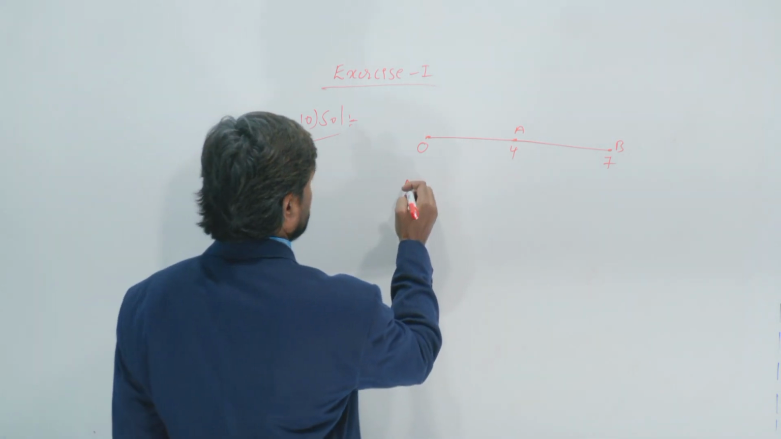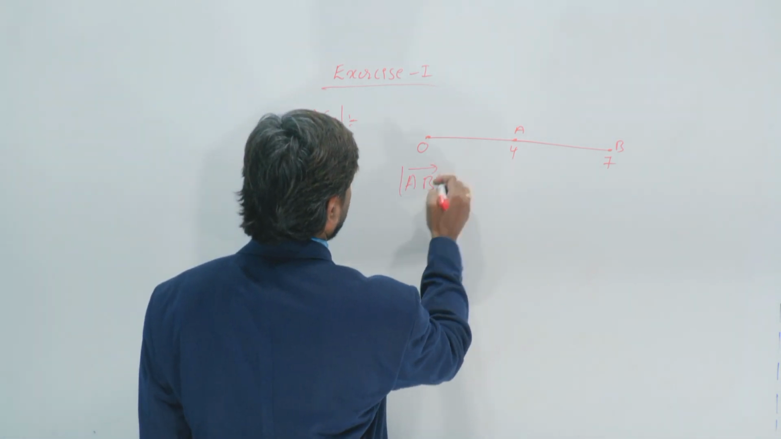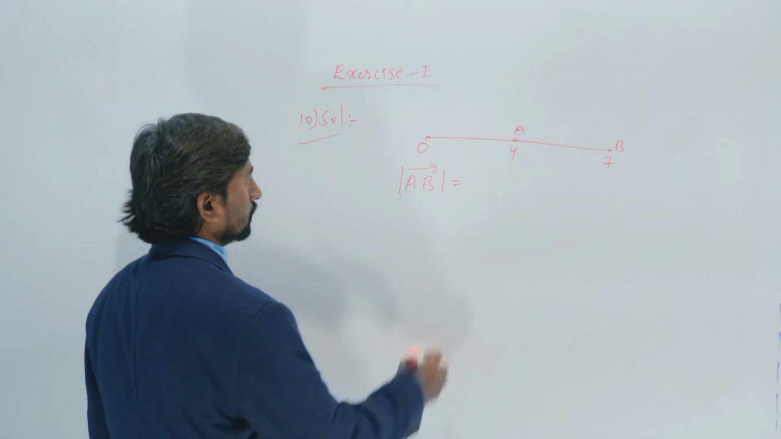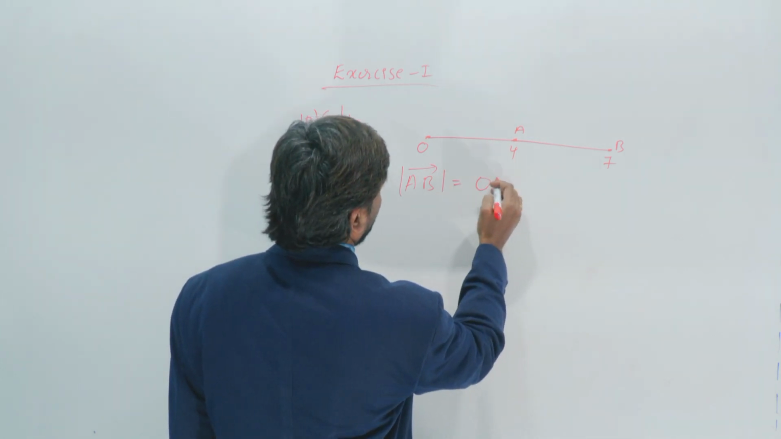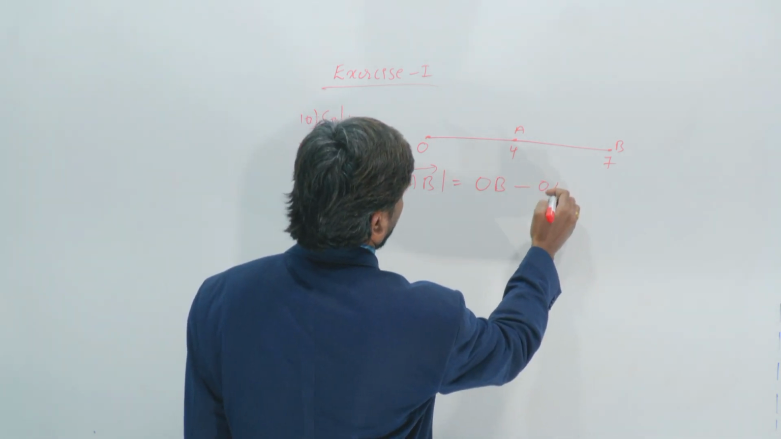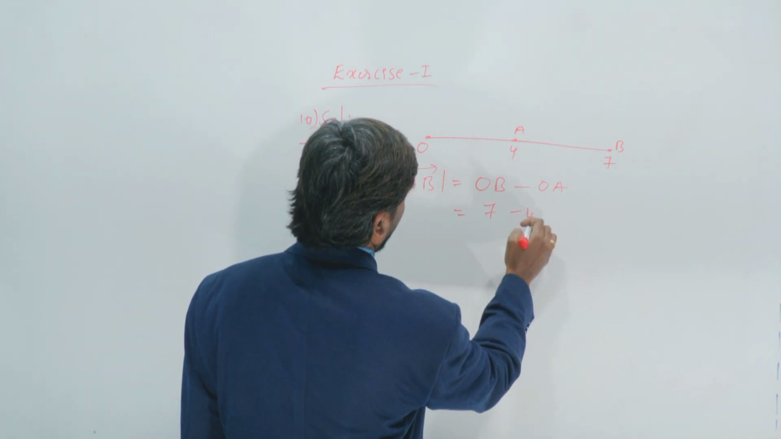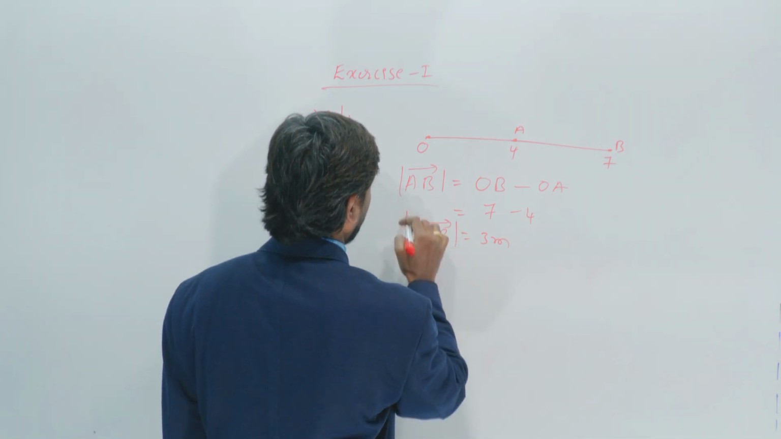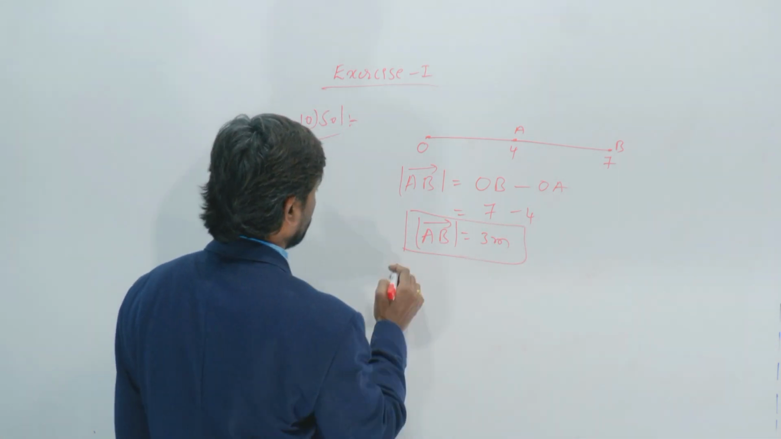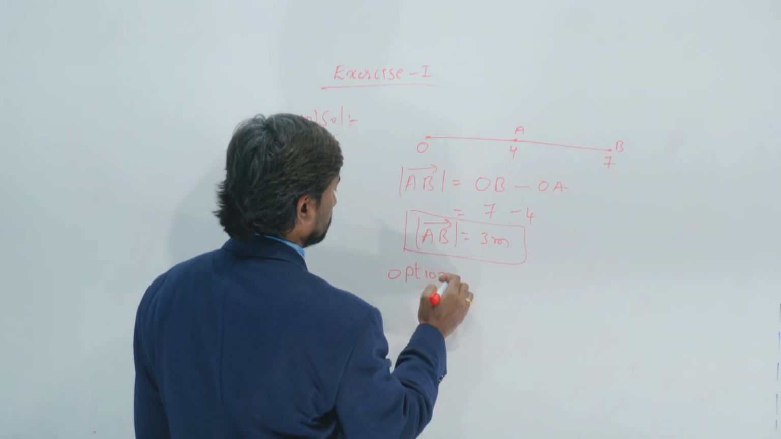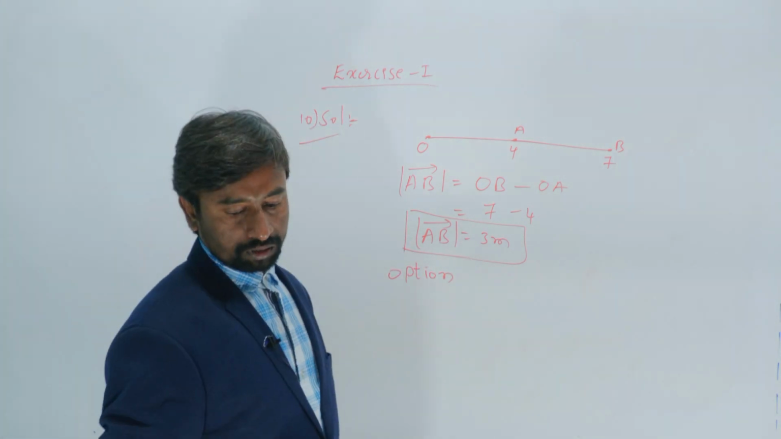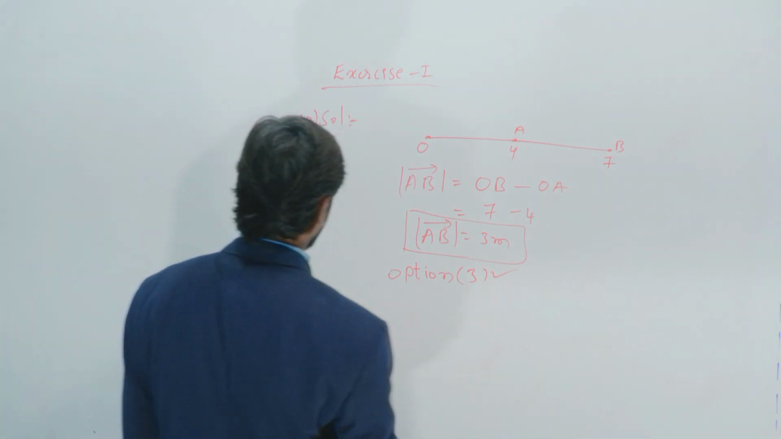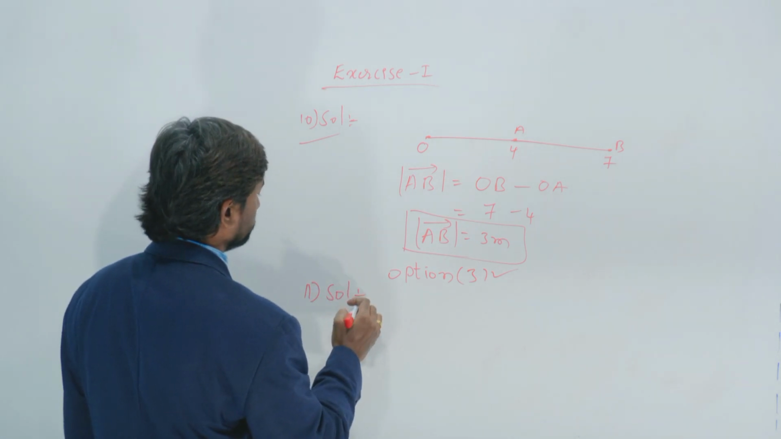So the displacement, modulus or magnitude of AB bar, is nothing but OB minus OA. How much do you get? 7 minus 4, we get 3 meters. So this is the modulus of AB bar, it is the displacement. So now the option, what can we write here? Option 3. Option 3 is the right answer.